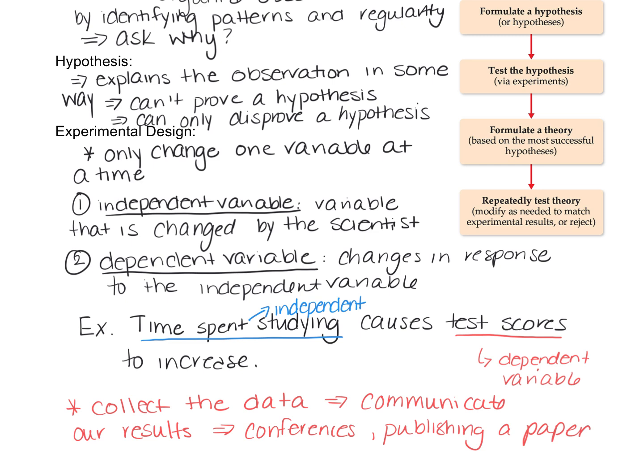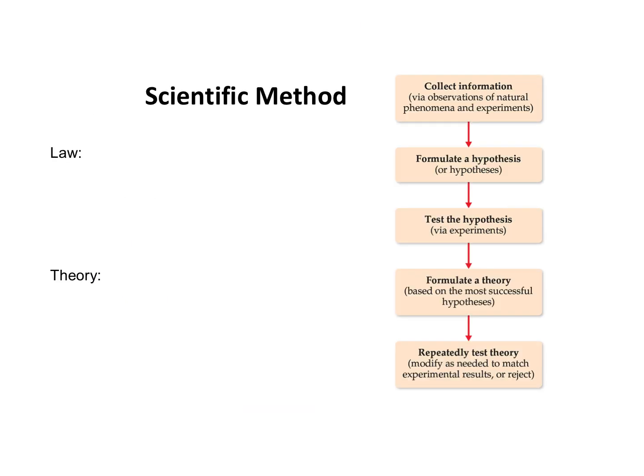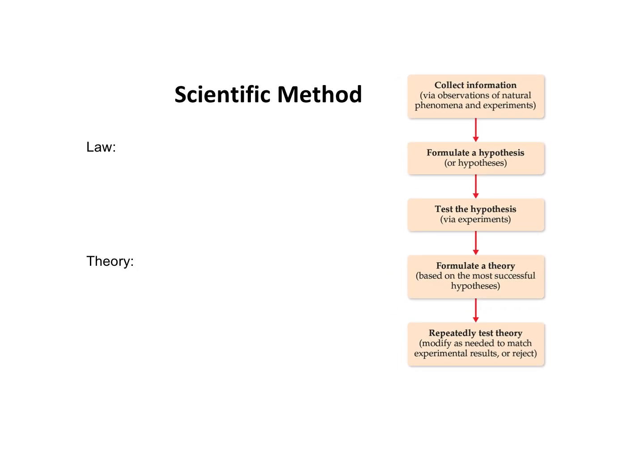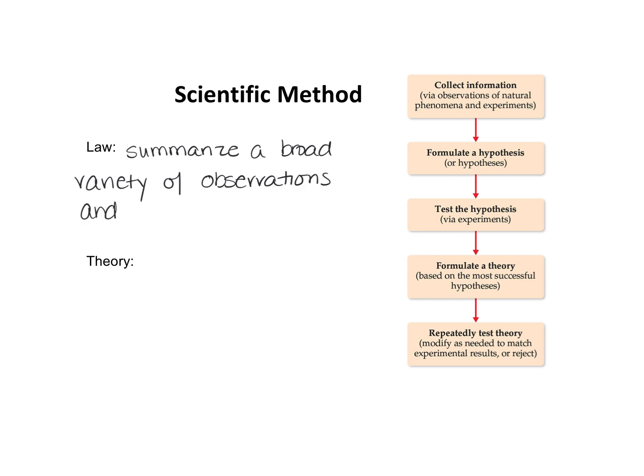Now, when we talk about the scientific method more globally, right, we also need to discuss what a law and a theory is. When we talk about a law, it will summarize a broad variety of observations and experiments.